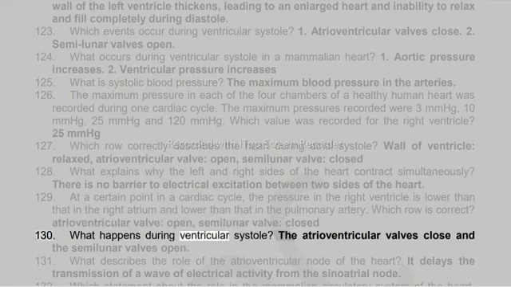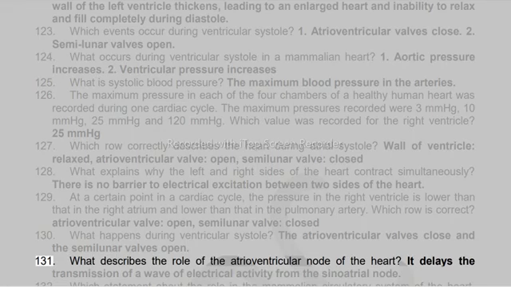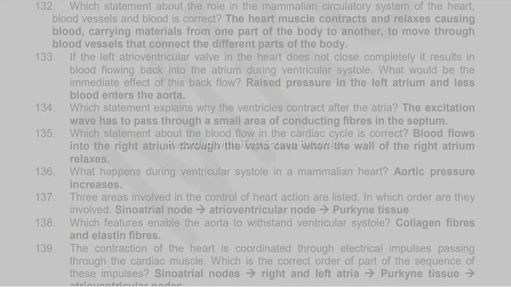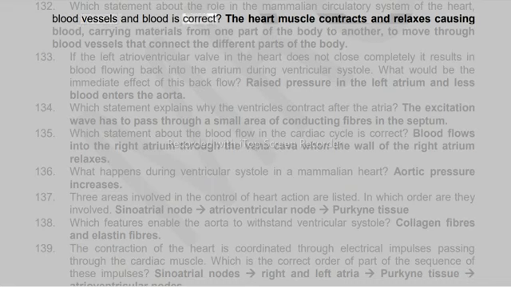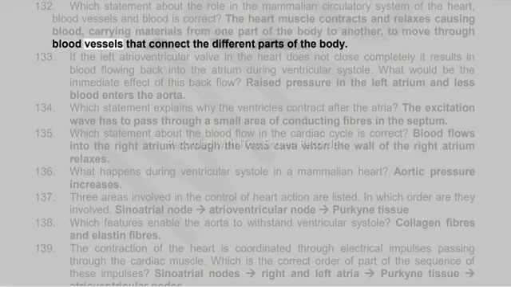130. What happens during ventricular systole? The atrioventricular valves close and the semilunar valves open. 131. What describes the role of the atrioventricular node of the heart? It delays the transmission of a wave of electrical activity from the sinoatrial node. 132. Which statement about the role in the mammalian circulatory system of the heart, blood vessels and blood is correct? The heart muscle contracts and relaxes, causing blood, carrying materials from one part of the body to another, to move through blood vessels that connect the different parts of the body.